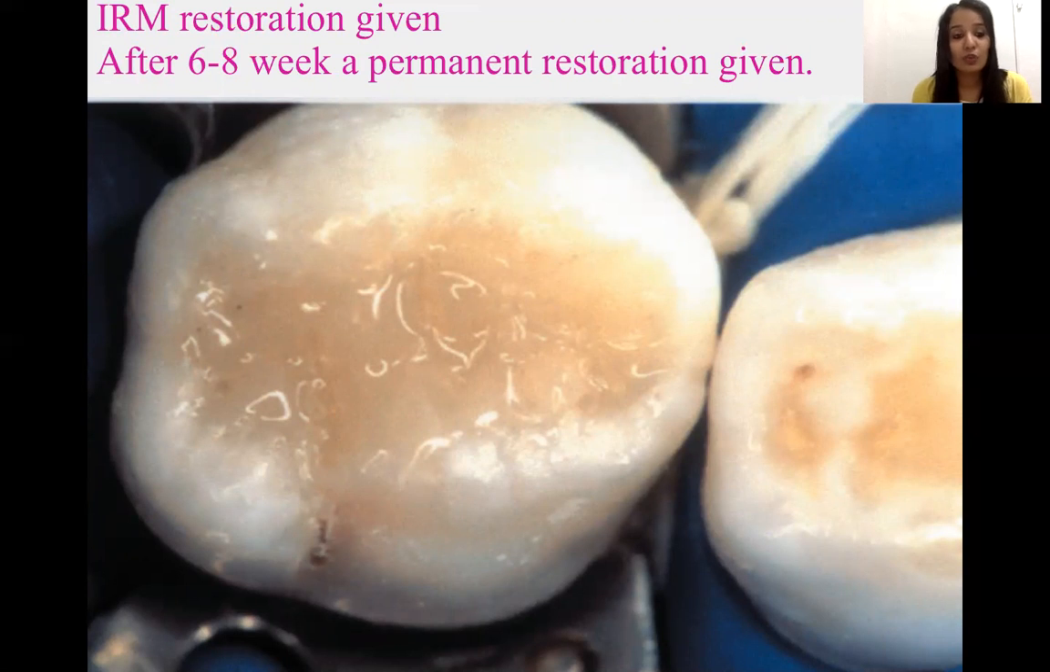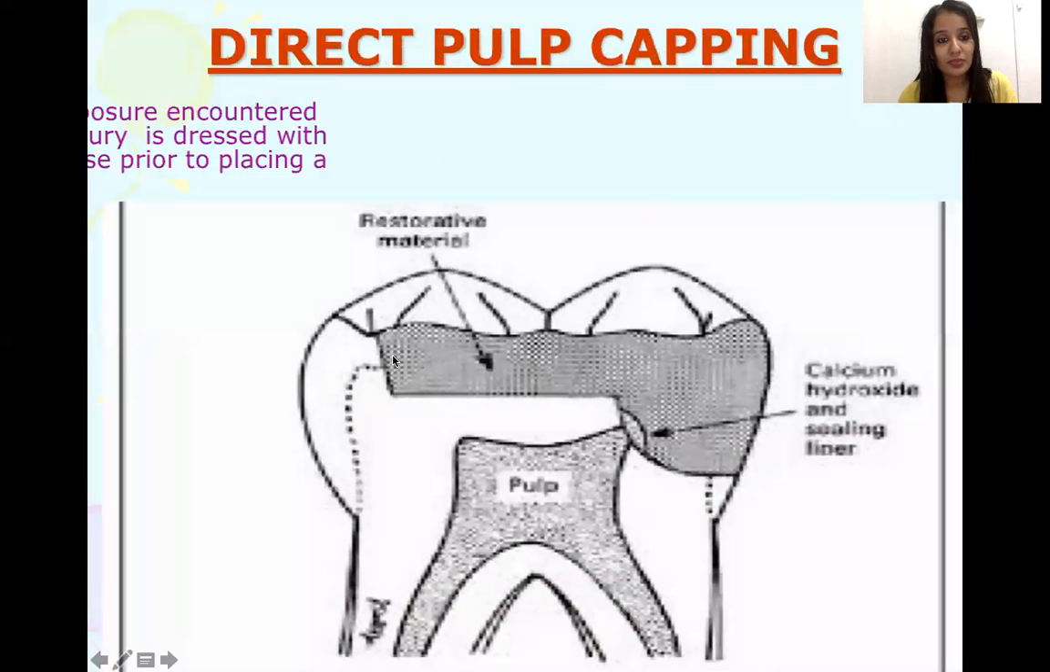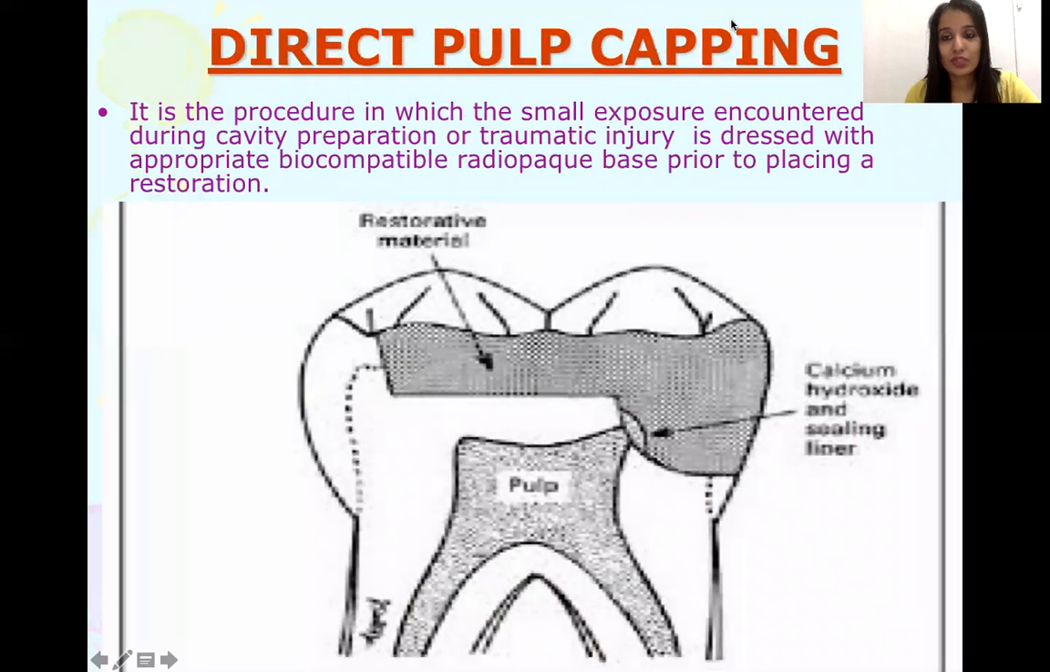In the first appointment, we remove the caries and treat it with a temporary filling. Then after 6 to 8 weeks, we go back to the cavity, clean it, and leave the deepest layer of calcium hydroxide, where the tertiary dentin has formed, undisturbed, and then we go with the permanent restoration. So that's all about the indirect pulp capping procedure.